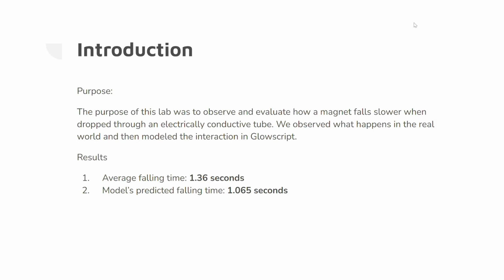So the purpose of this lab was to observe and evaluate how a magnet falls slower when dropped through an electrically conductive tube. First, we performed the experiment in the real world and observed what happened, and then we modeled this interaction in GlowScript. Our results were that the average falling time in the real world was 1.36 seconds, and the model's predicted falling time was 1.065 seconds.